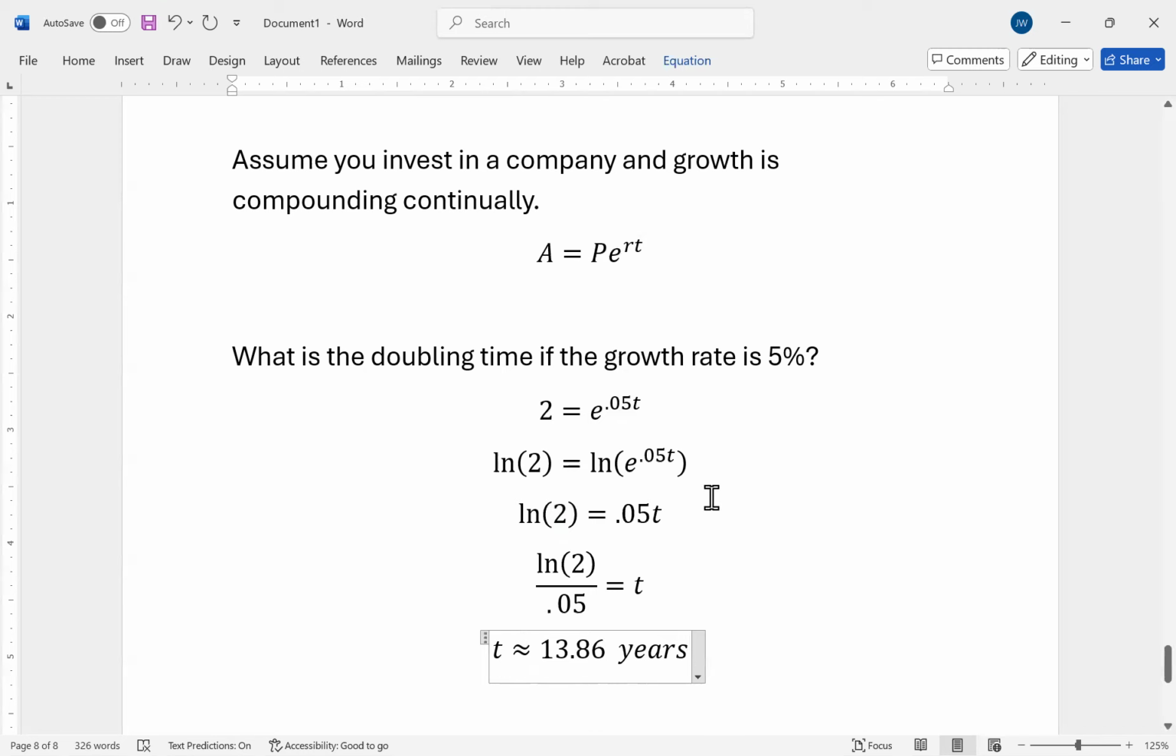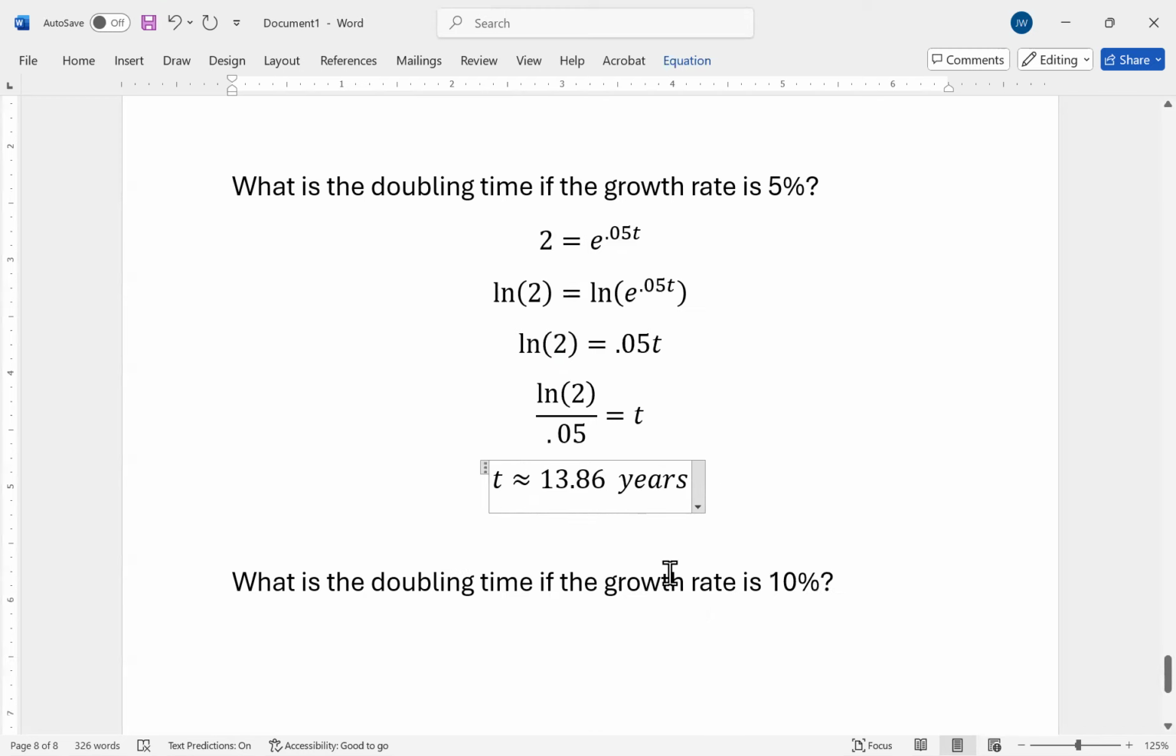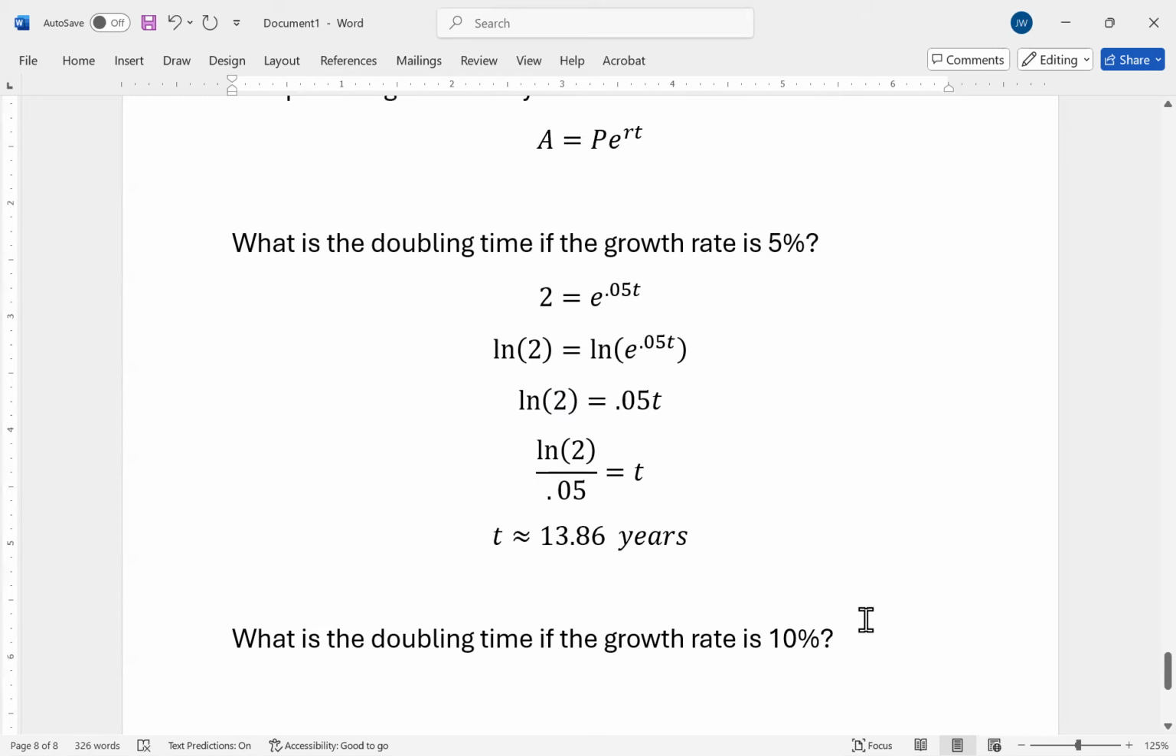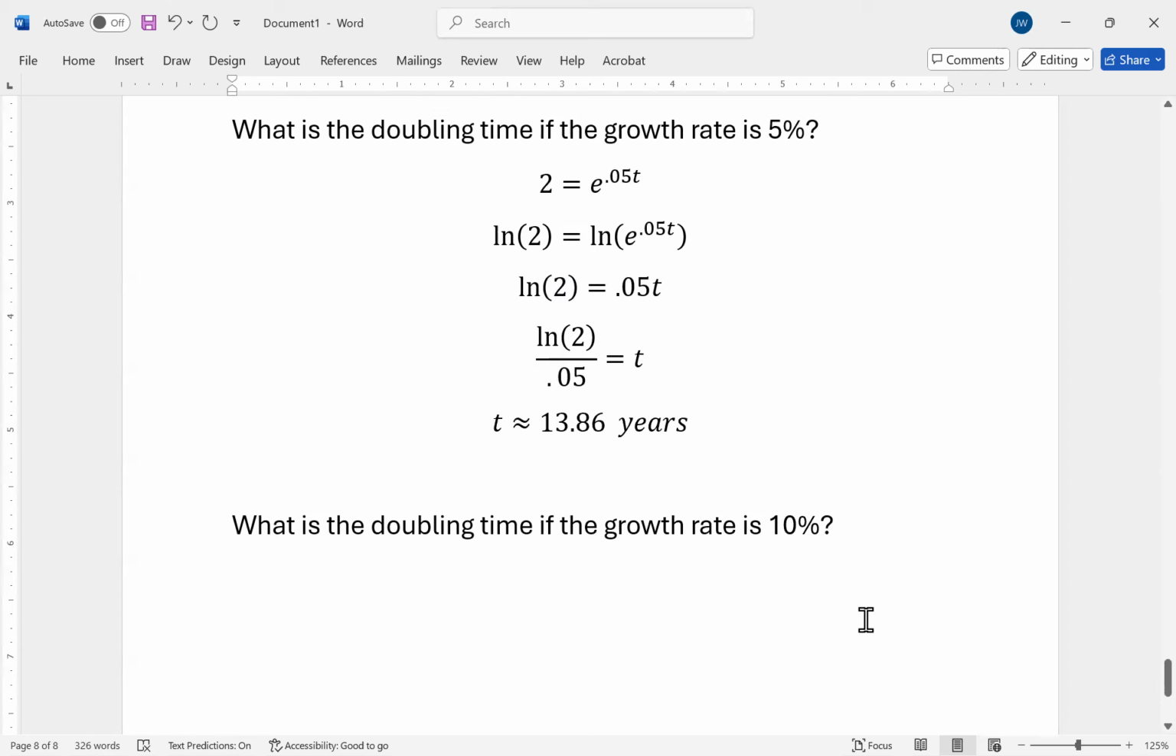So it would take about 13.86 years in order to double. What if the growth rate were 10%? Well, if the growth rate were 10%, we'd start out in the same type of scenario, but we'd have a different exponent of 0.10 times t. Taking natural log of both sides, if I take the natural log of the right, I just get back the exponent.